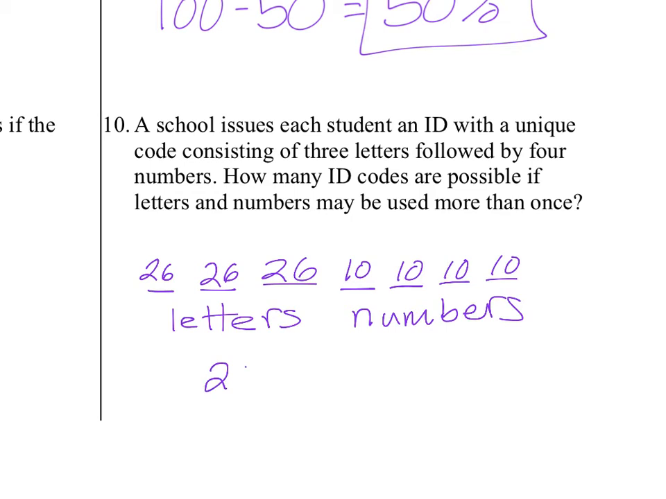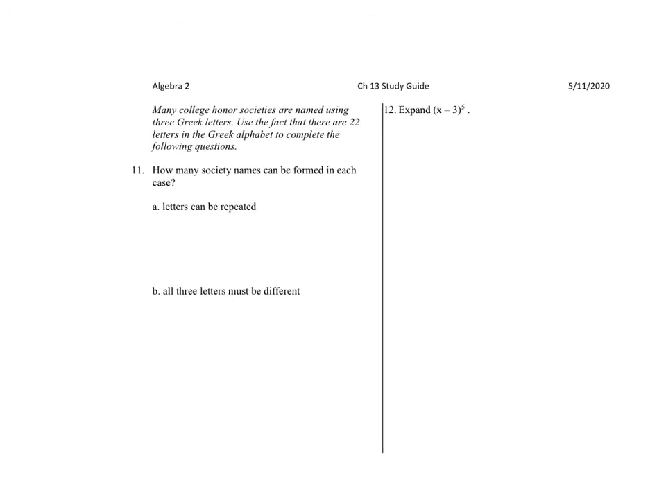So this actually ends up, okay, so 26 cubed is 17,576, times 10,000, 1, 2, 3, 4. 175,760,000 possible ID badges. Not bad. All right. 2 more, I think, on this page.